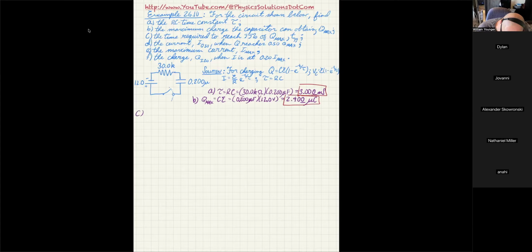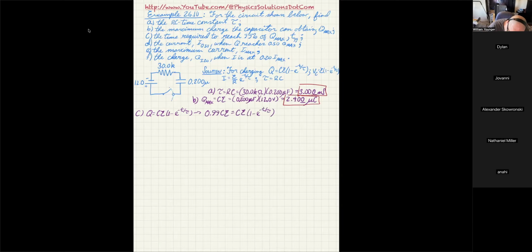If we start off on part C, we're asked to find the time required to reach 99% of Q max. So what I do is I take my Q equation, which is Q equals CE times 1 minus e to the negative t over tau, and I set that equal to 0.99 CE, because 99% as a decimal is 0.99, and CE is Q max. That's equal to CE times 1 minus e to the negative t over tau.